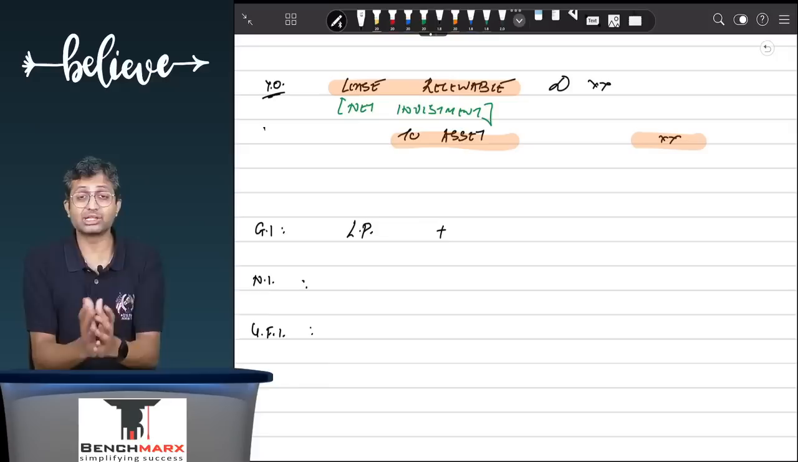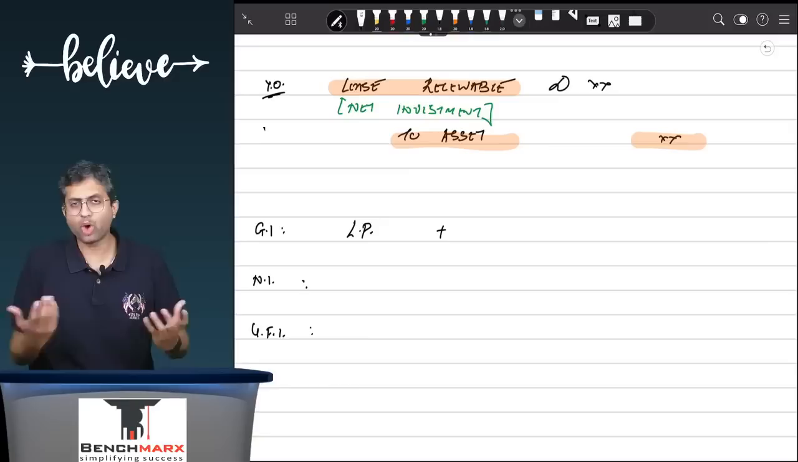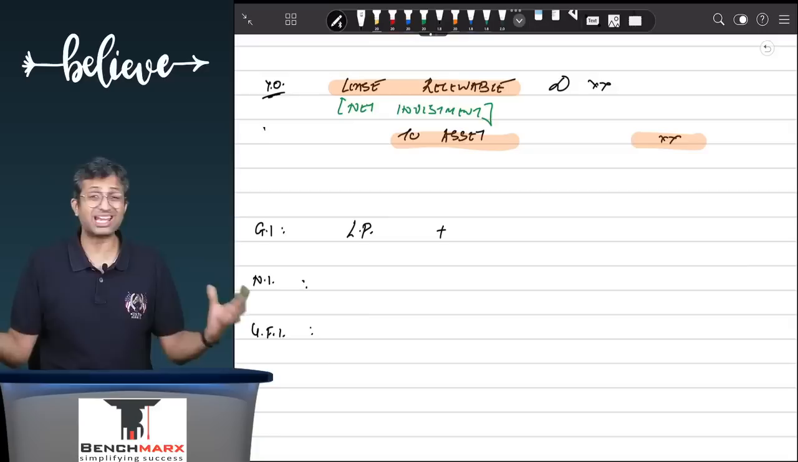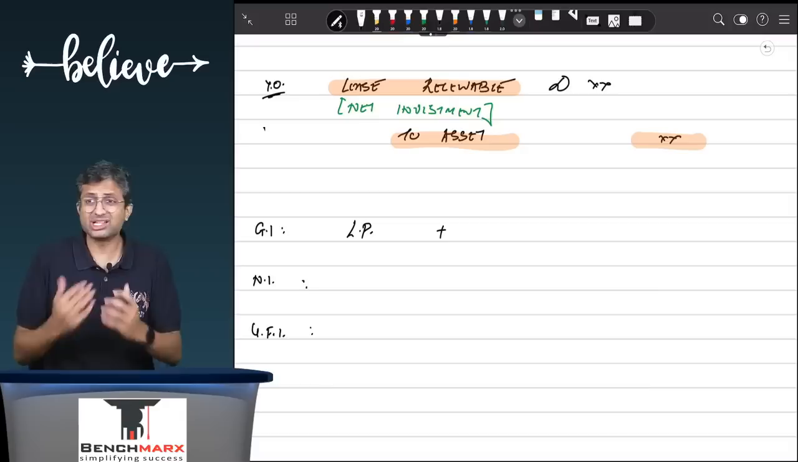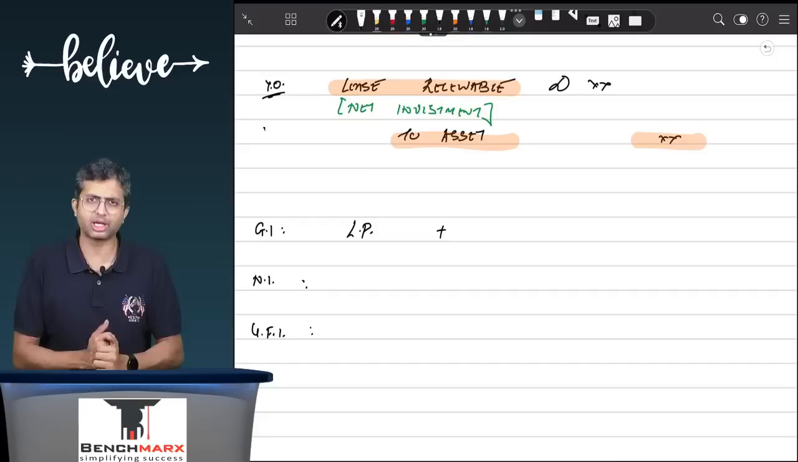Because when you do capital budgeting or when you determine your own IRR, now you are in the lessor's books, you will know your IRR. When you determine your IRR, you always take the salvage value, whether it is guaranteed or unguaranteed. And hence, if you are going to take the present value, it should be considering all the cash flows which the lessor expects, including even the unguaranteed residual value. That is the base on which your IRR is calculated.